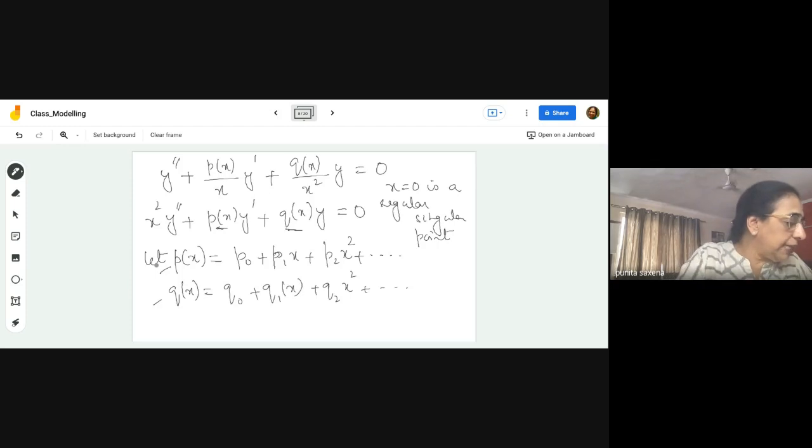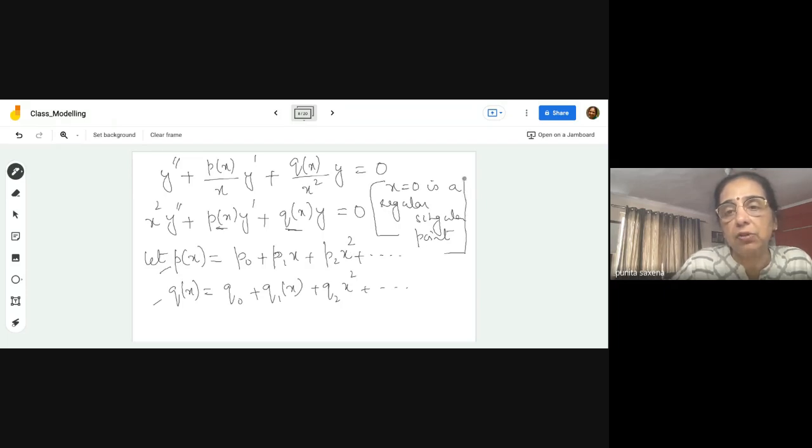Is this point clear? I'm just writing the assumptions here. The first was this, and because of this assumption, I have this. So this is basically not an assumption. This is a consequence of the assumption that x equal to 0 is a regular singular point.